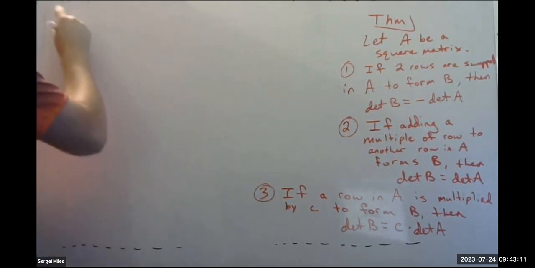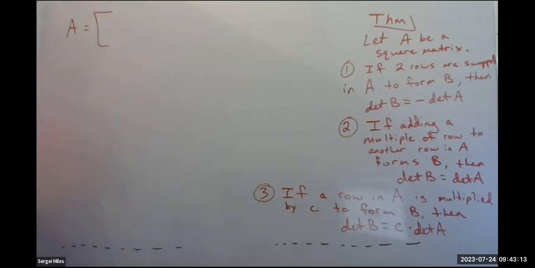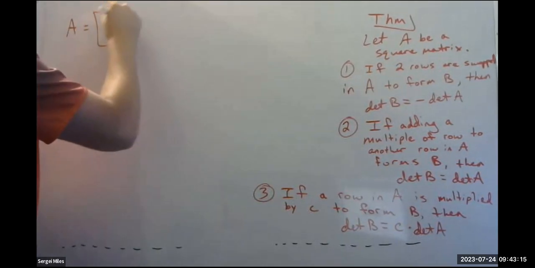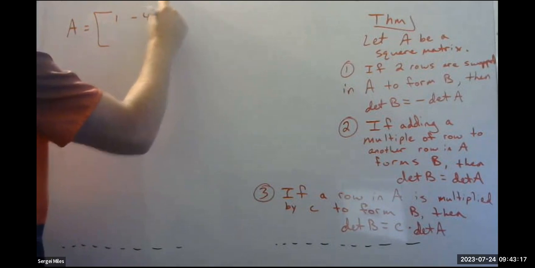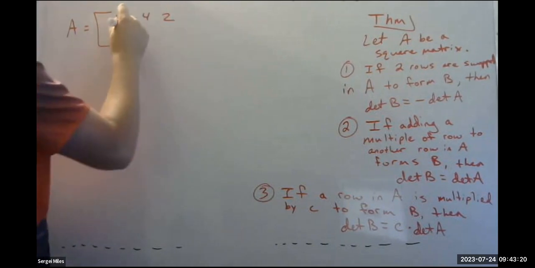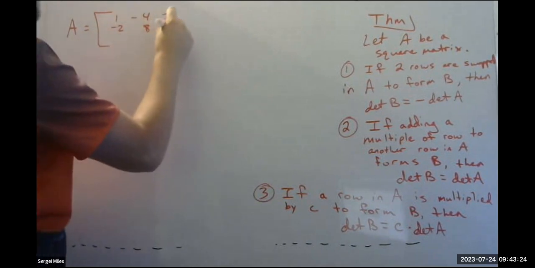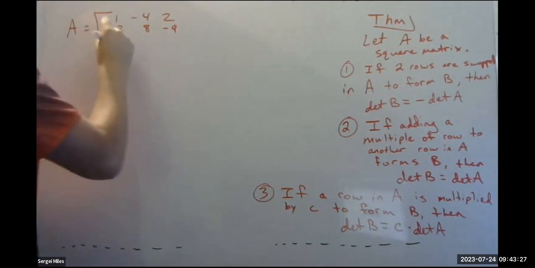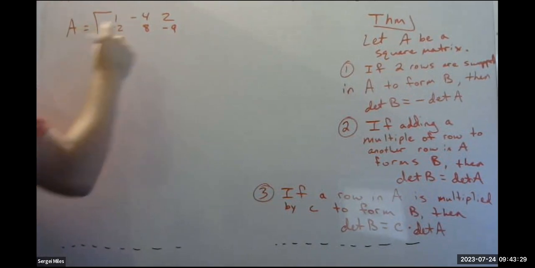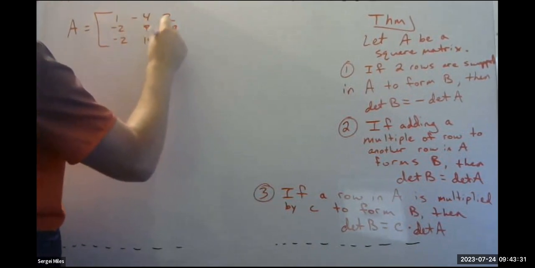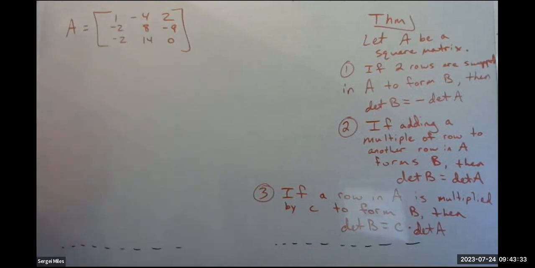So let's let A now equal a 3 by 3 matrix: 1, -4, 2, -2, 8, -9, -2, 14, 0. So I'm modifying this third row from the example that's in the textbook, that's in the lecture notes. But again, you can use both examples, look at both examples, understand both examples, and it'll work out.